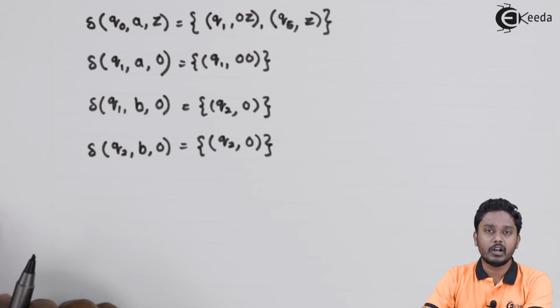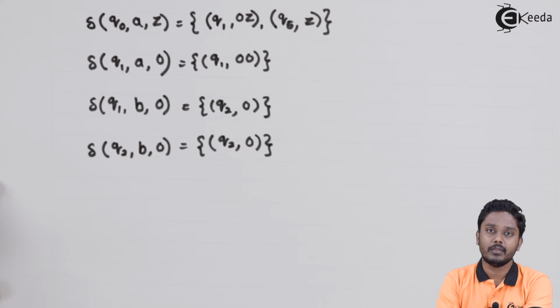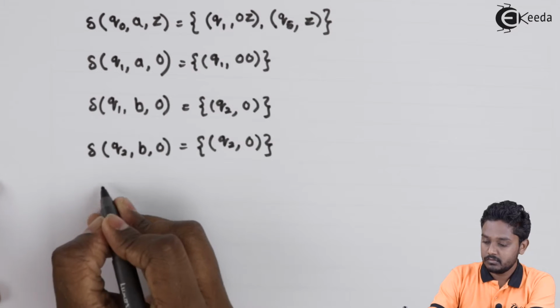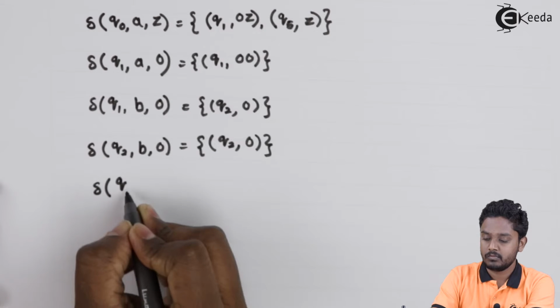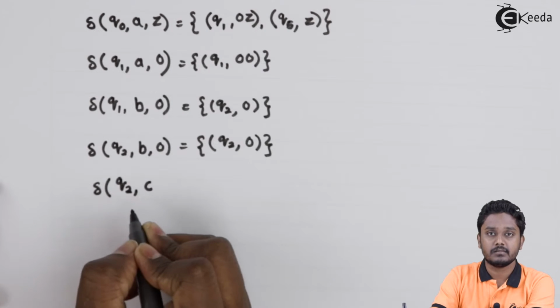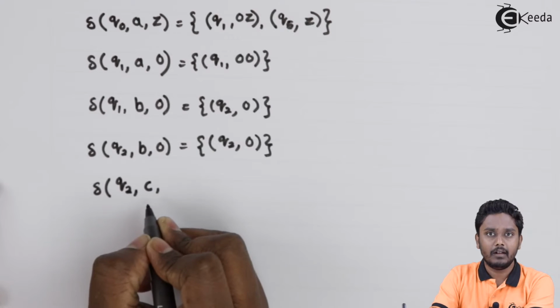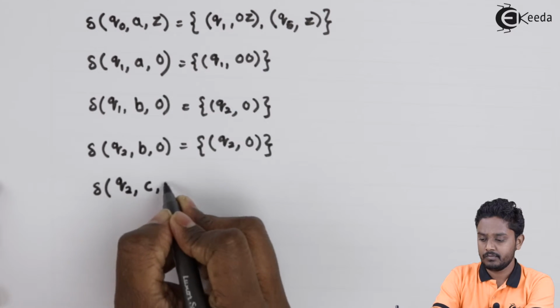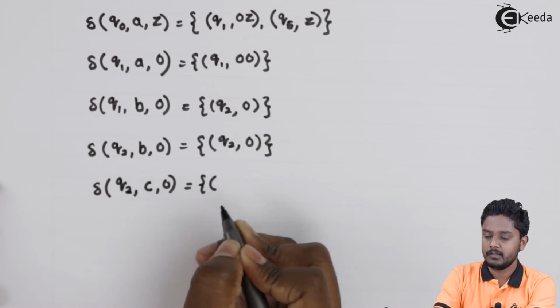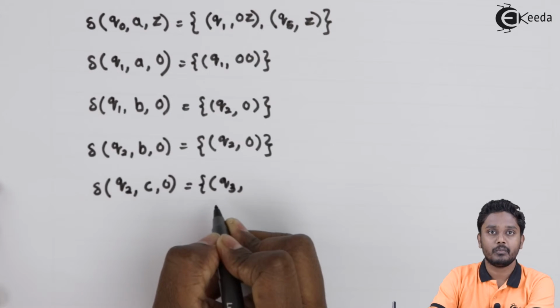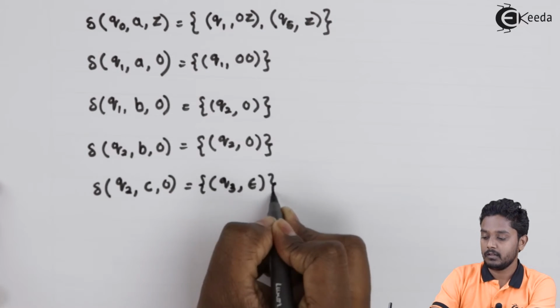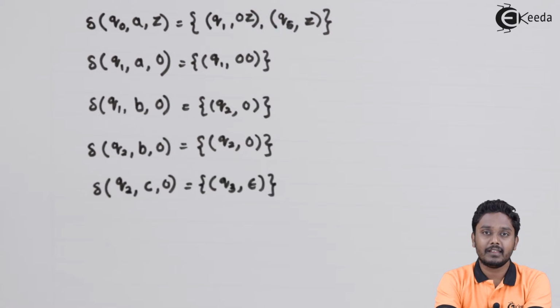From Q2, on encountering a C, it will have the transition to state Q3. Now, to match A and C, we will have a popping off operation. So delta of Q2 with C as the input symbol and 0 as the top of the stack. We will have state Q3 with a pop-off. From Q3, now I will compare A's and C's. So with every C, we will have a pop-off.